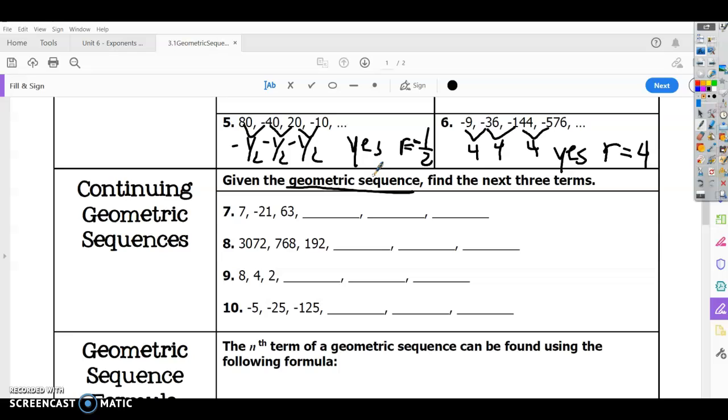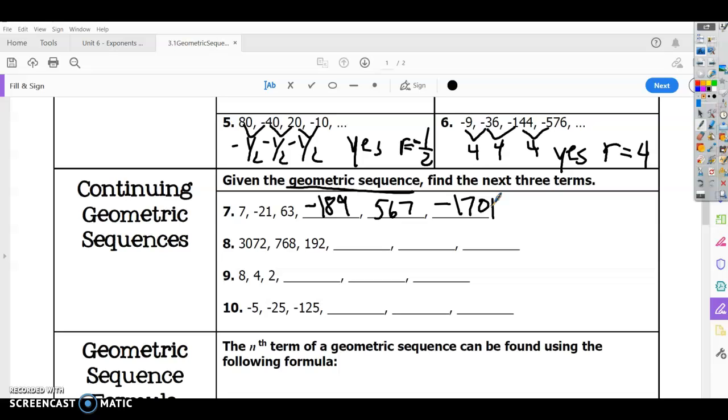So to get to the next term, you're going to have to multiply by negative 3. Negative 3 times 63, the term that you see here, gives you negative 189. So your next term is negative 189. And once you find that common ratio, you just have to keep multiplying. Multiply that number by negative 3 again, and that gives you 567. And then multiply that by negative 3 again, and that gives you negative 1,701.